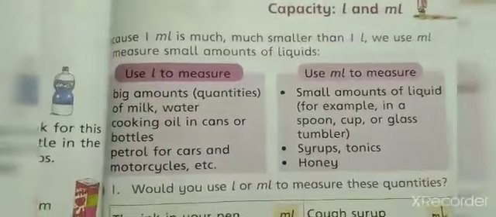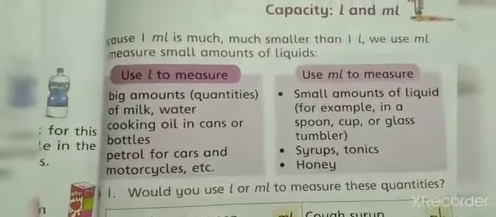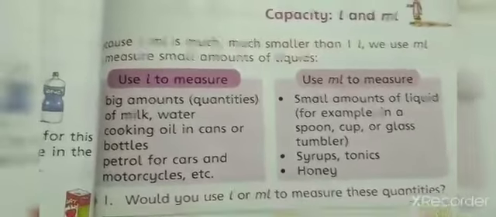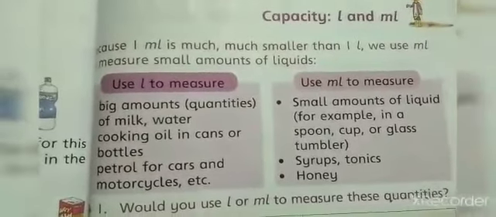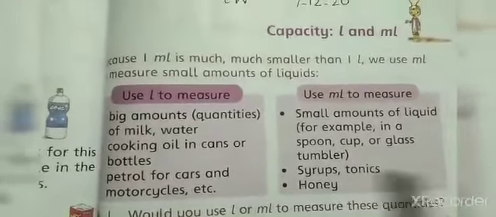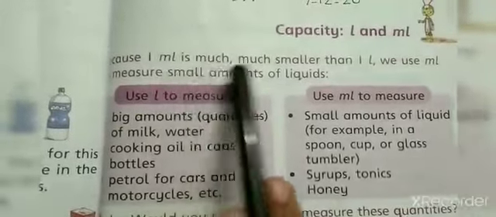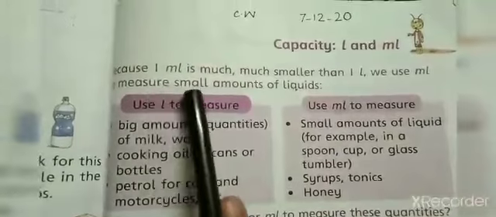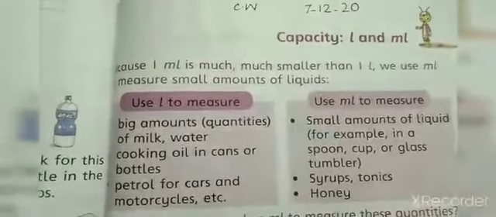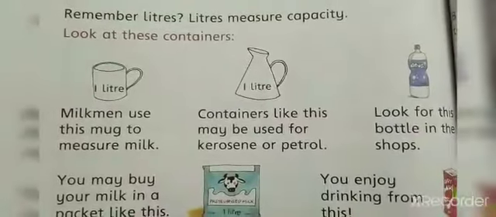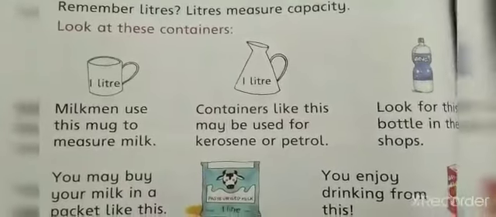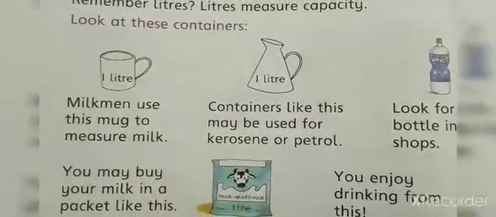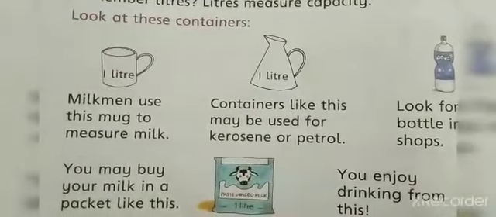First of all, you must know what is capacity: the maximum amount that something can contain, or the ability to hold or contain things. Because 1 milliliter is much smaller than 1 liter, we use milliliter to measure small amounts of liquids. Students, the units of capacity are liters and milliliters. In our daily life, we measure things in liters and milliliters.